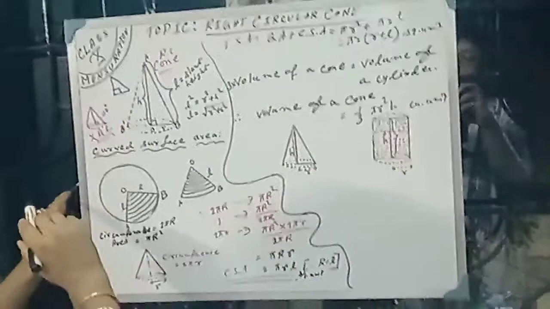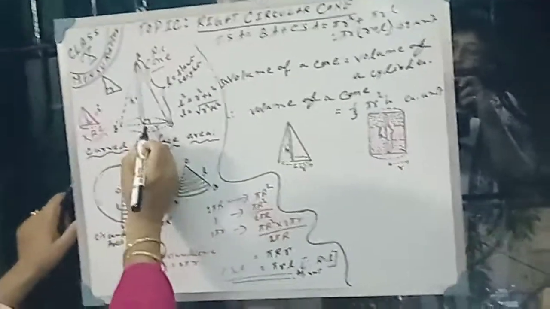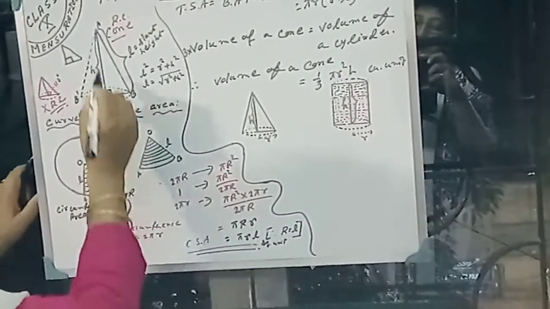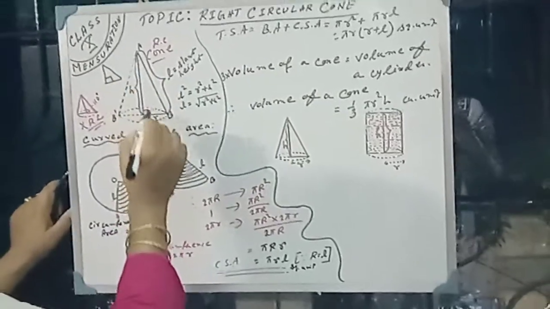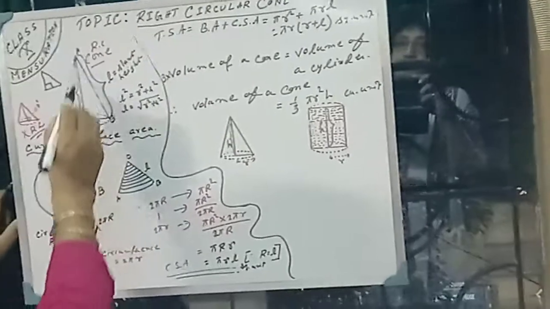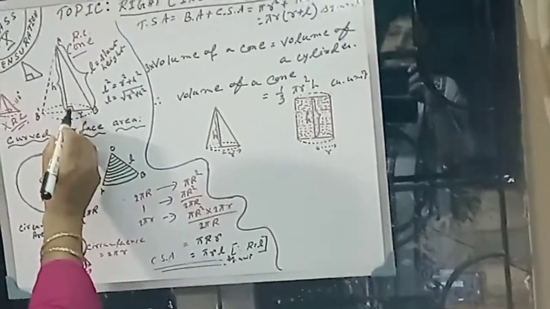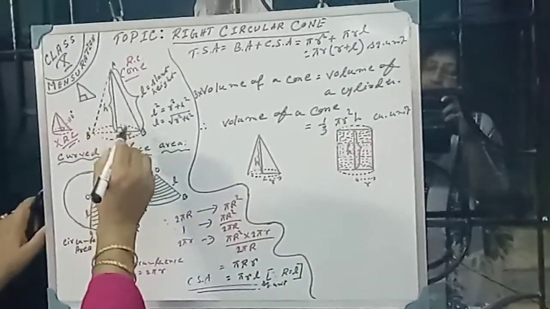Why is this a right circular cone? Since a right angle is formed here, this OA is known as the height and OB is the base of the cone. Angle AOB is equal to a right angle, so this is known as a right circular cone.